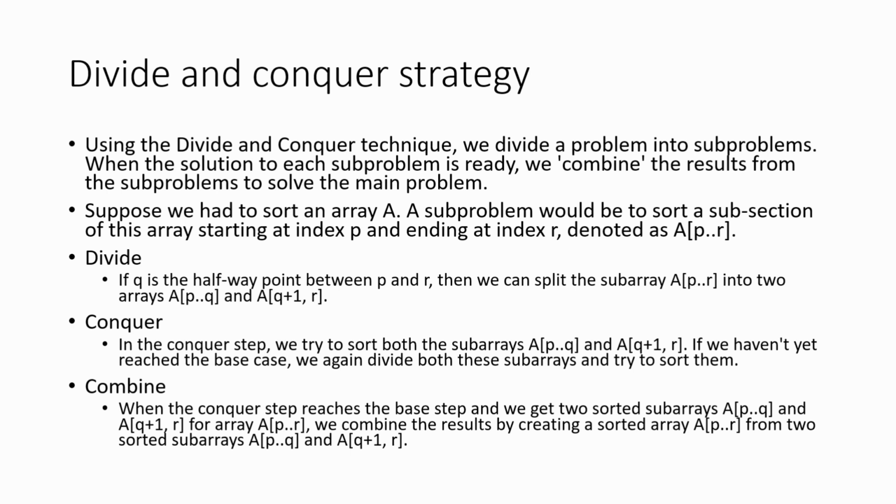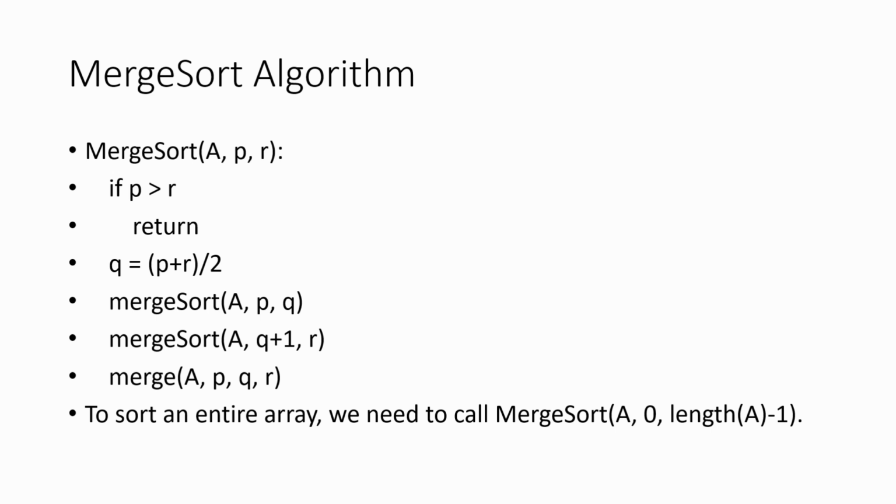Now this is what the algorithm is going to look like. If P is greater than R, so you've gone beyond and pretty much are done, then you return. That ends up being your base case. So with recursion, first and foremost, identify your base case first.